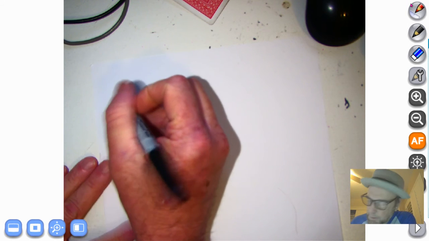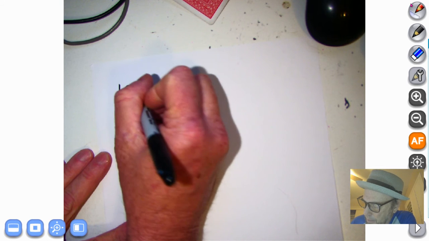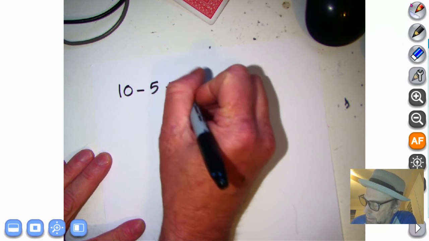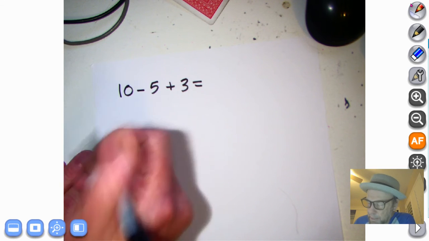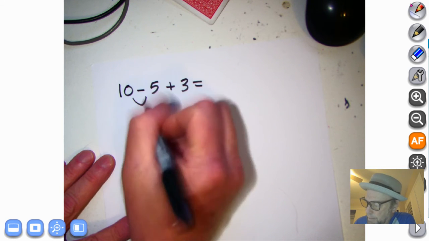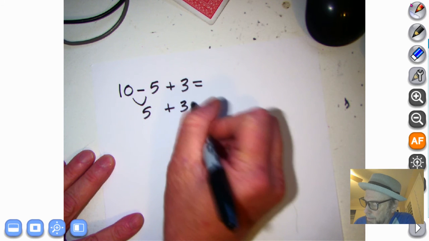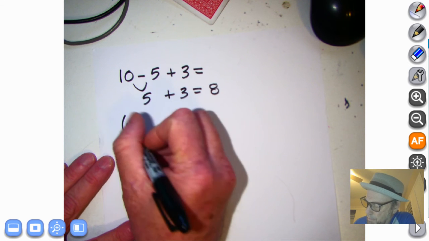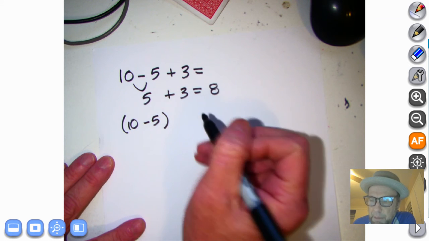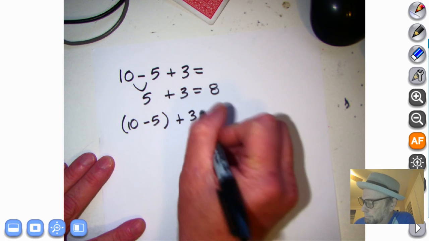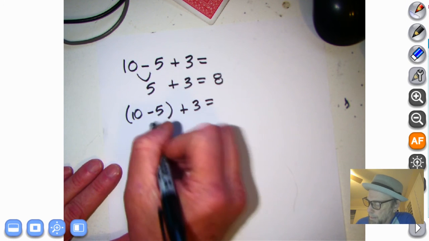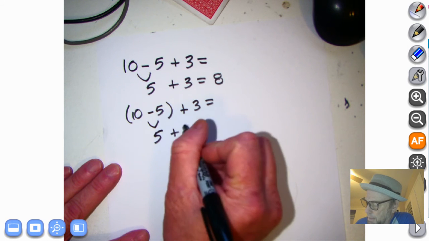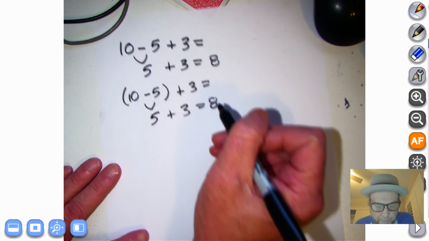All right, so we're going to start with our fluency practice. Remember, we were talking about parentheses, right? So let's just take a look at an equation without parentheses. 10 minus 5 plus 3. Here we just go straight across from left to right. 10 minus 5 is 5. 5 plus 3 equals 8. So that's our answer. Now, what if we were to take the 10 minus 5 and put it in parentheses, plus 3? Well, I think we're going to come up with the same thing, don't you? 10 minus 5 is 5, plus 3 equals 8. And there we have it.